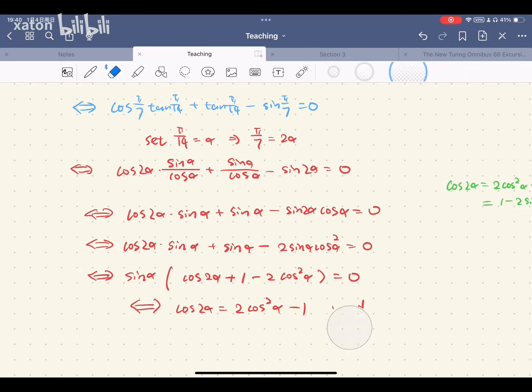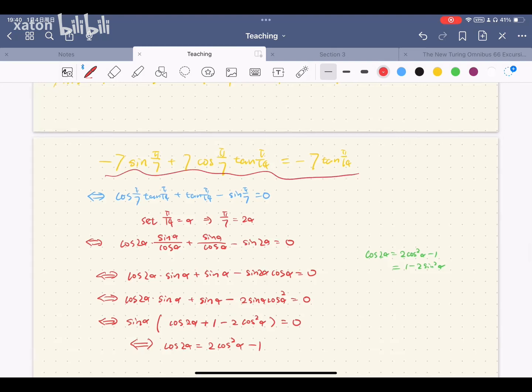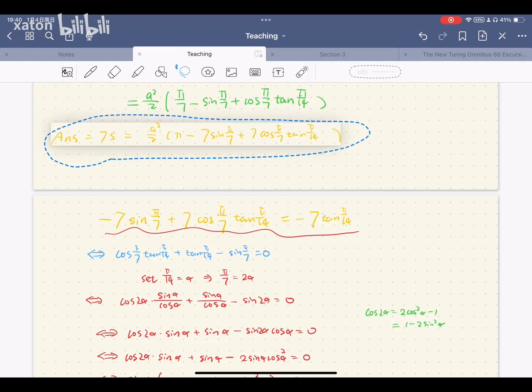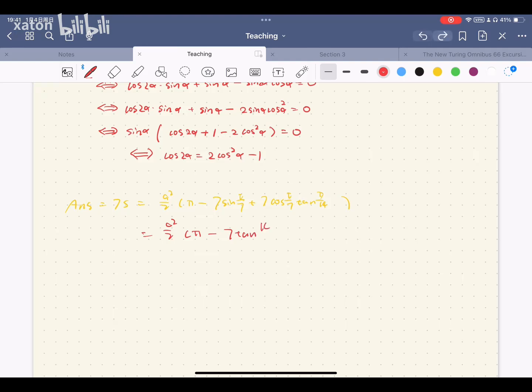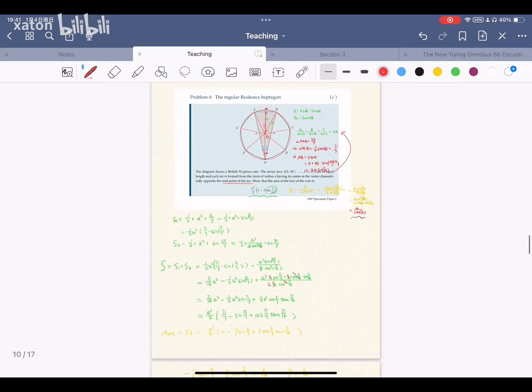Yeah, it's valid, and finally we get it. We prove the yellow part so that we can prove that our answer equals a squared over 2 times pi minus 7 tangent pi over 14. So this is the end of my solution to problem 6.